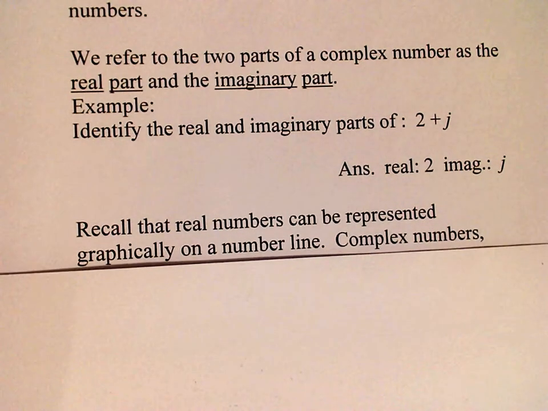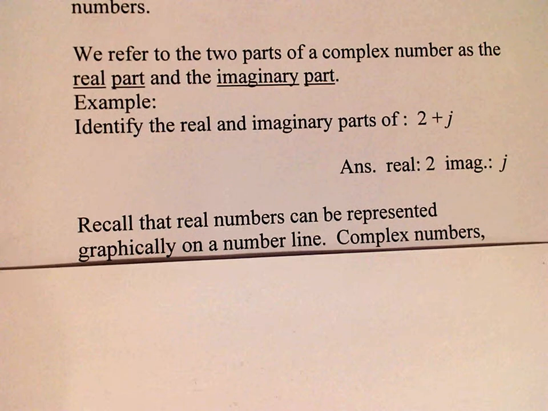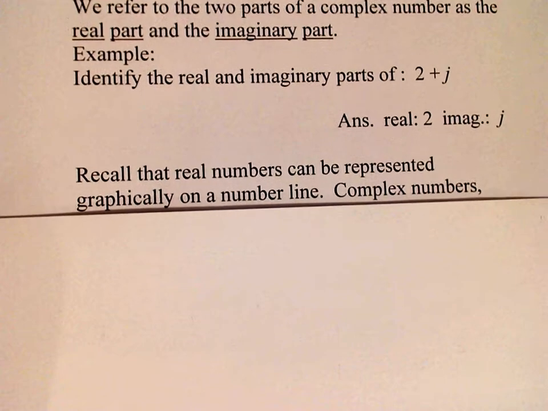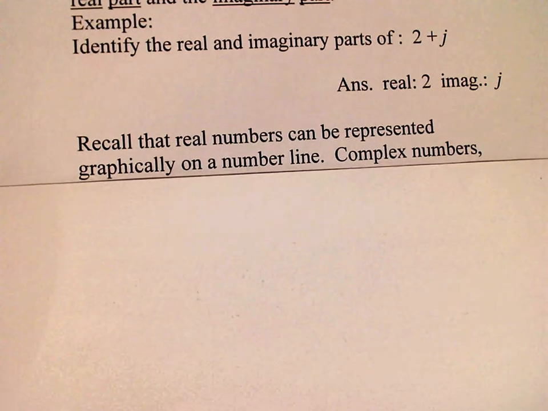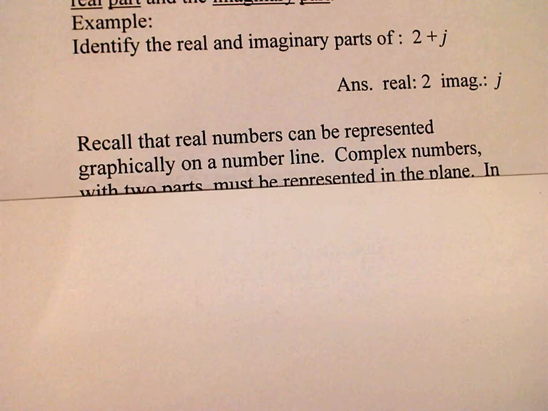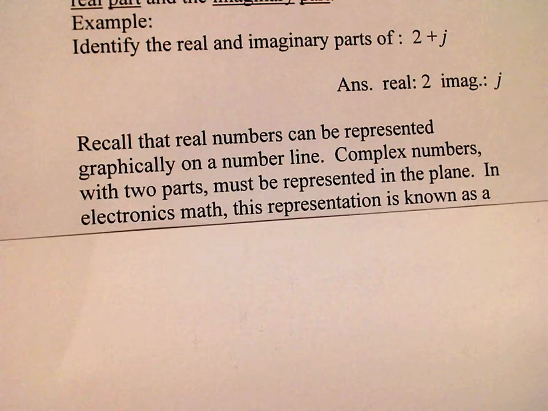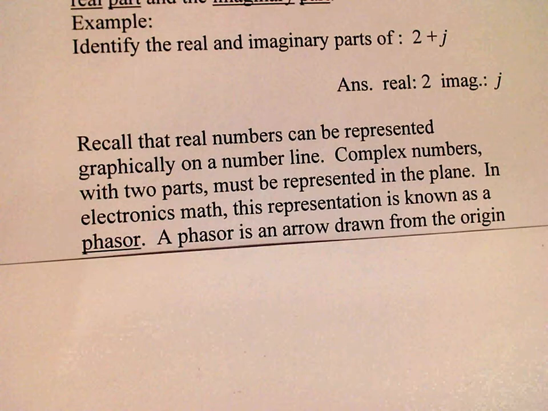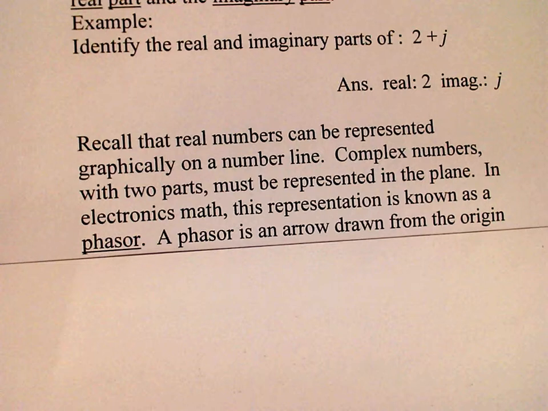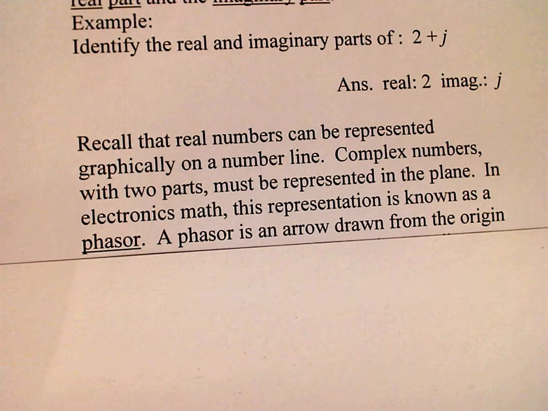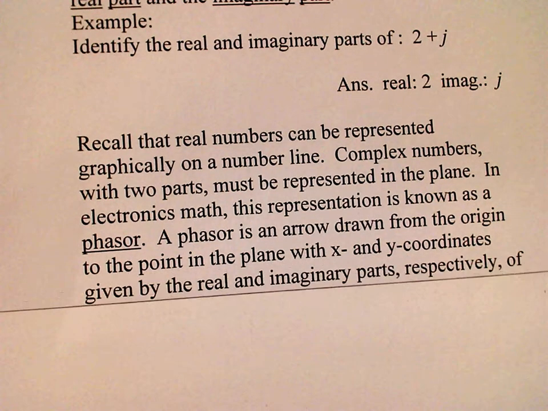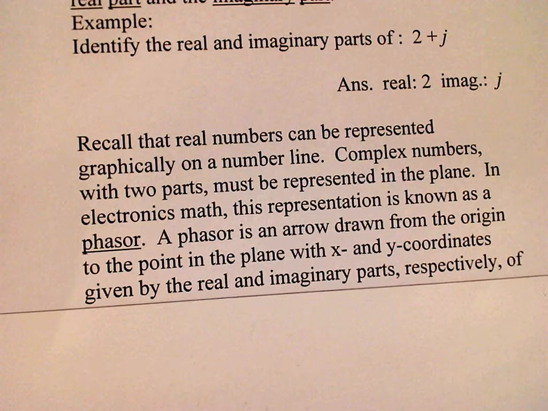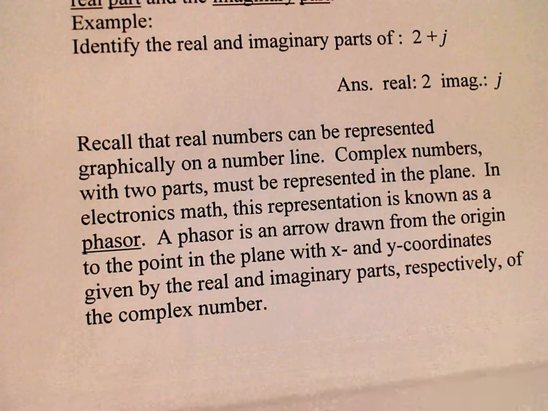Now, you remember that any real number can be represented as a point on a number line, but since complex numbers have two parts to them, we have to use a plane to represent a complex number. And in electronics math, this representation is known as a phasor. So what is a phasor? It is an arrow drawn from the origin to the point in the plane with x and y coordinates given by the real and imaginary parts of the complex number.